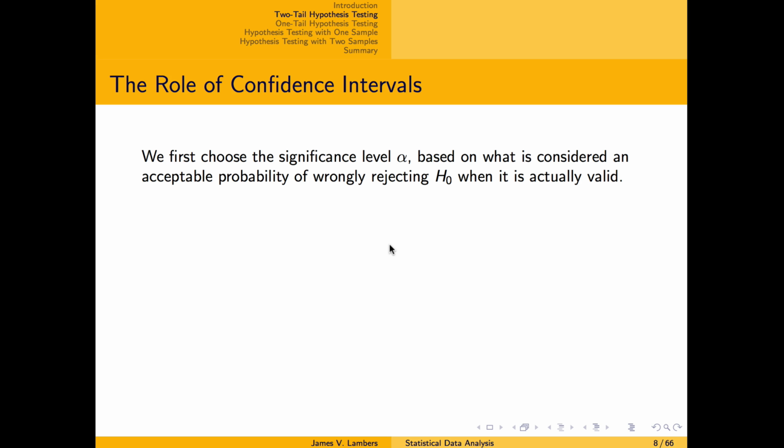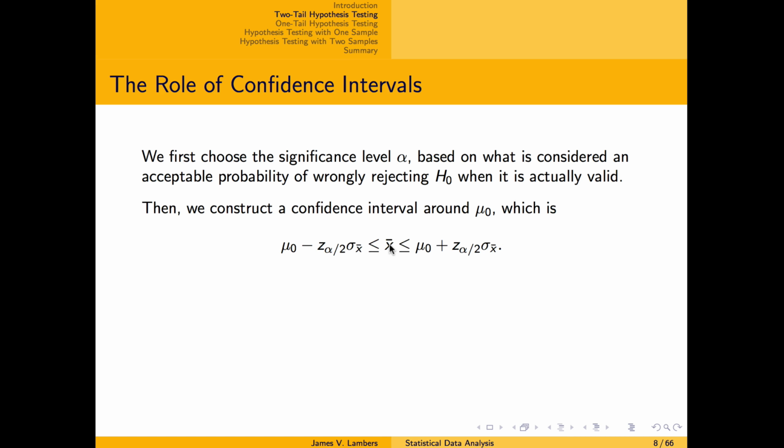By lowering its probability, we increase the probability that the opposite kind of error will be made, of not rejecting H0 even though it is not valid. Once alpha is chosen, we construct a confidence interval centered around the value mu naught, featured in H0, the value we are comparing the mean to.